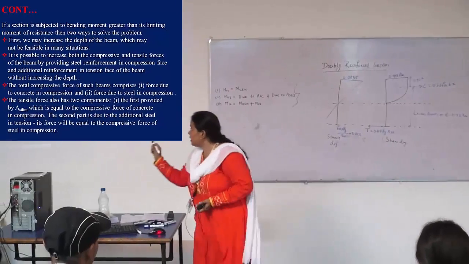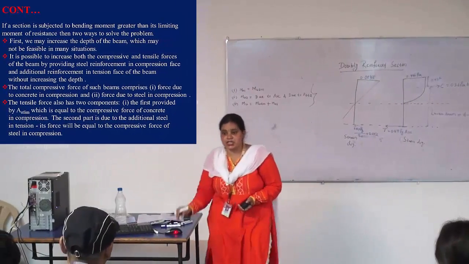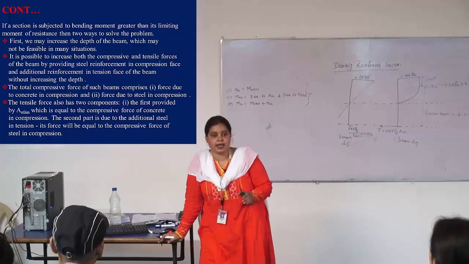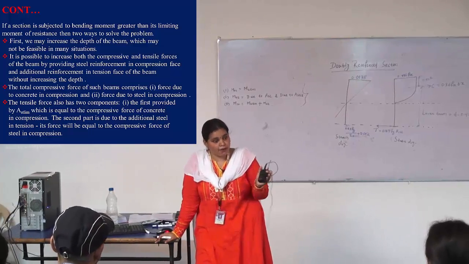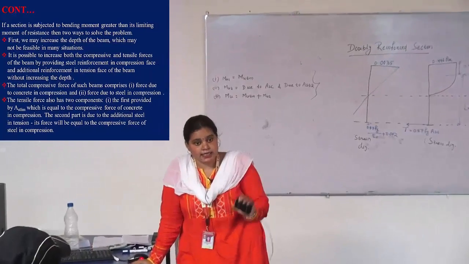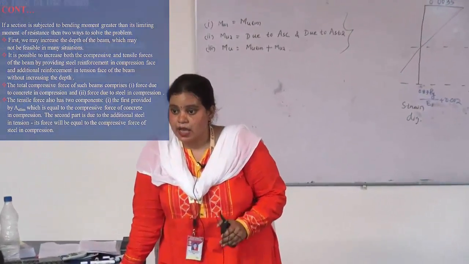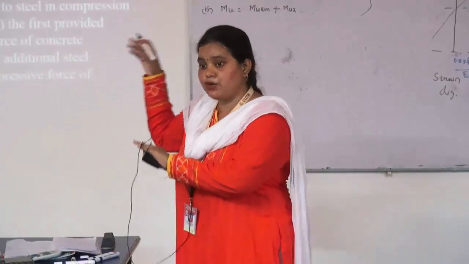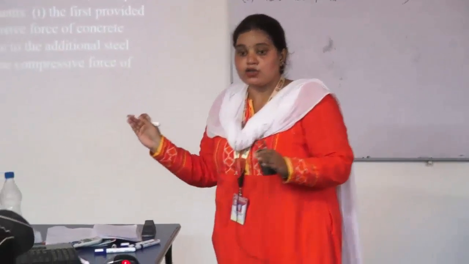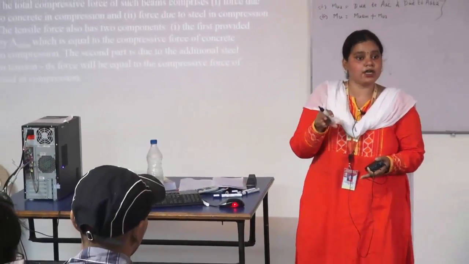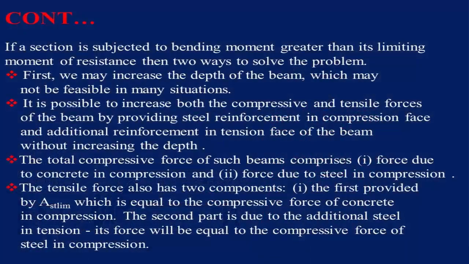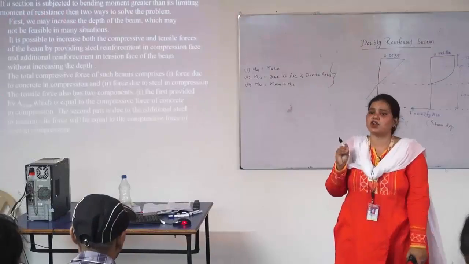So see here, if our section has XU greater than XU max, then our section is over reinforced, meaning the given bending moment is greater than the moment of resistance. And that is also converted into a doubly reinforced section. So we have to reduce that section or redesign it as a singly or under reinforced section. First, in that case, we may increase the depth of the beam, but it is not good.